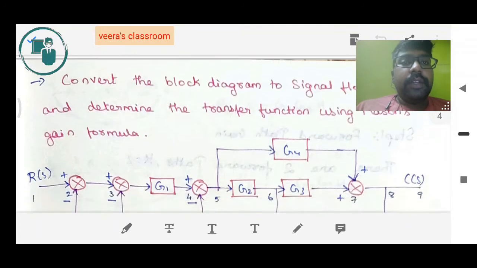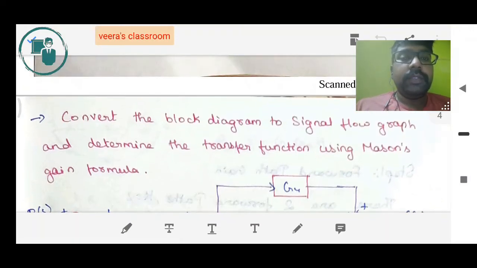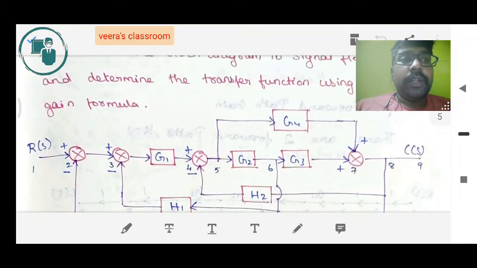In the series of signal flow graph problems we have seen in the earlier videos, this is one such problem which we have seen in the first signal flow graph, where we have converted a block diagram to a signal flow graph. In that video we just converted a block diagram to a signal flow graph, but here we will convert the block diagram to a signal flow graph and try to find the transfer function using Mason's gain formula. So the first step is to identify the nodes.